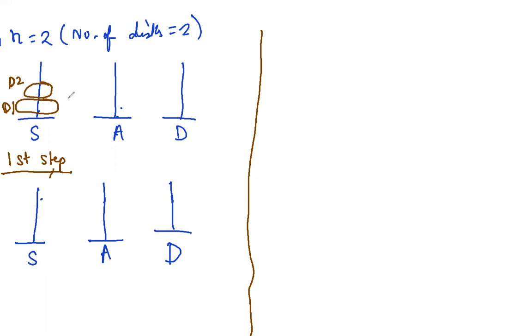Now let us see if we move D2 to D first. D1 remains here and I can move D2 either to A or to D. So I suppose I move it to D. Now in the next step, that is the second step, what can I do?